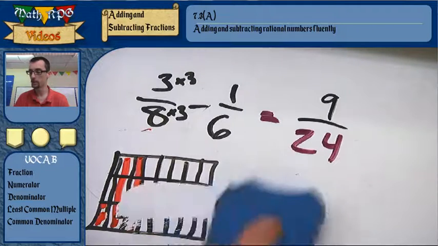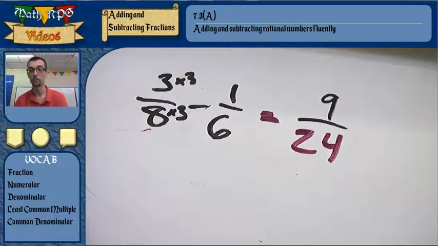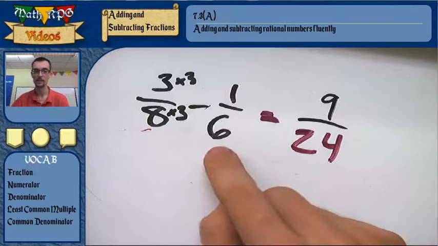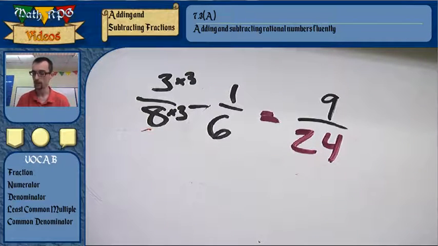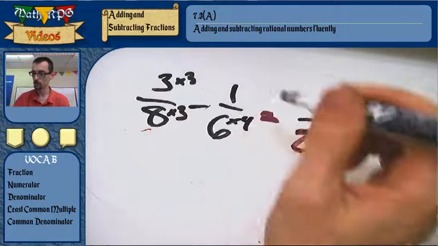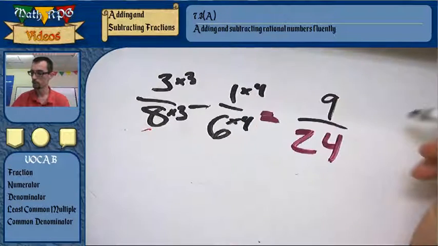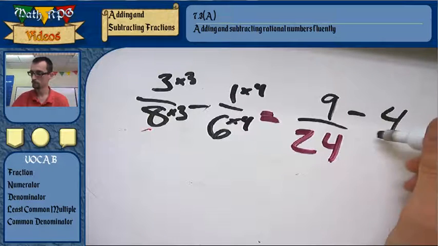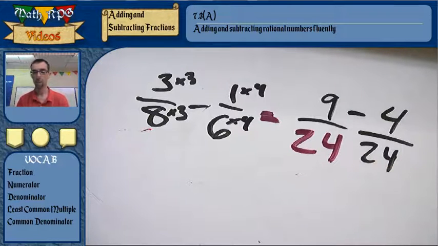Same thing with the 6th. If I want to take my 1/6 and turn it into 24ths, I'm going to divide each of these 6ths into 4 pieces, which means I'm going to multiply that 6 times 4 and that 1 by 4. And I'll end up with 4. Okay, so that's a way of doing it.